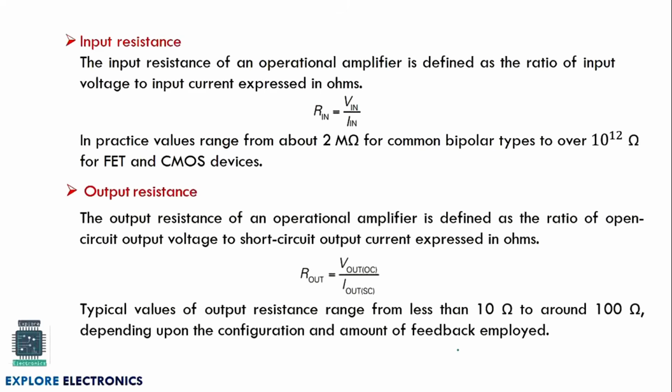And then output impedance should be less, right? Output impedance or the output resistance should be less. Here V out divided by I out gives the resistance at the output. And the typical value of the output resistance will be from less than 10 ohm to around 100 ohms. You can compare here the typical values of input resistance as well as the output resistance. Input resistance is in mega ohms or 10 powers, but the output resistance is 10 ohm up to 100 ohm it can go.